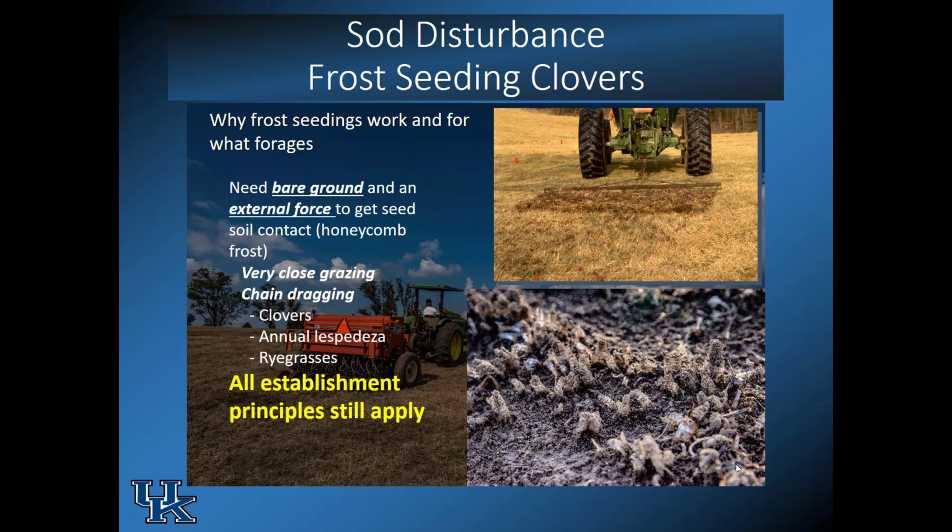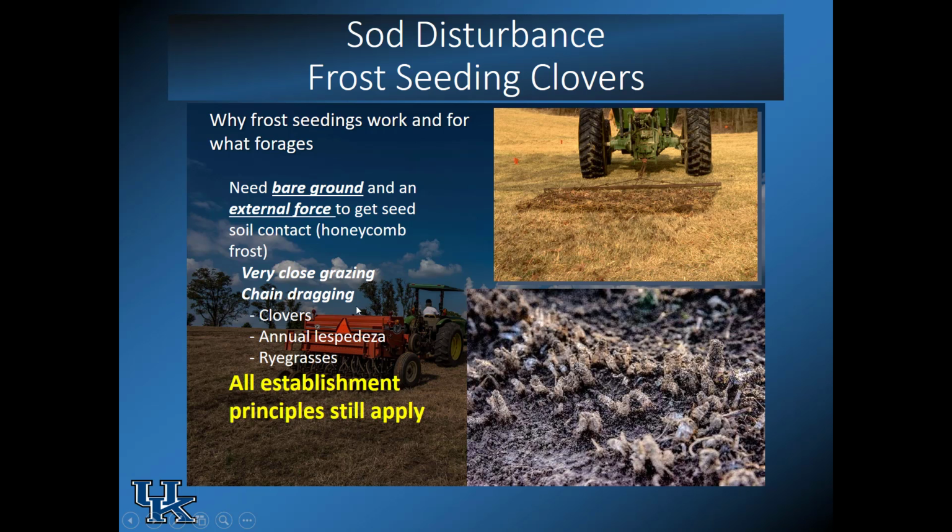So if you were to broadcast on this, it's easy to see that the seed would fall down in these lower areas. When this would then melt, when the sun comes up or it warms up, then the soil particles that are raised up on these ice crystals fall down and tend to cover the seed in a very shallow manner, which is just perfect. We can open up a sod by very close grazing and by chain dragging.